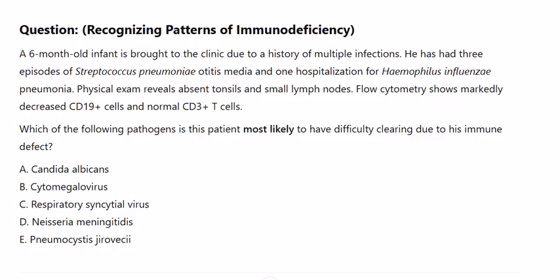Flow cytometry shows markedly decreased CD19+ cells and normal CD3+ T cells. Which of the following pathogens is this patient most likely to have difficulty clearing due to his immune defect? A. Candida albicans, B. Cytomegalovirus, C. Respiratory syncytial virus, D. Neisseria meningitidis, E. Pneumocystis jirovecii. Correct answer: D.